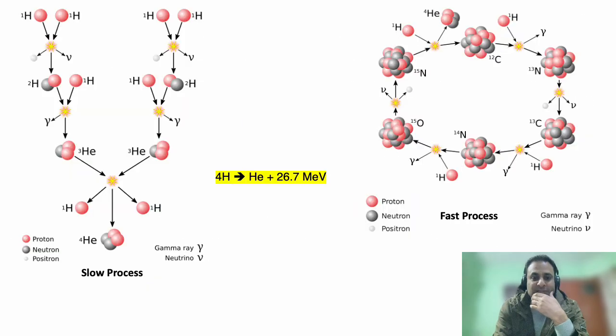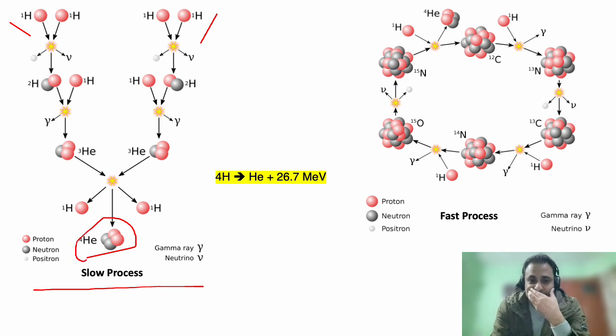I will show you in a bit of detail. Here, this is the pp chain. You have these two chains. In this chain, 2 protons fuse into each other, and the end result is the helium nuclei. Then we have the CNO cycle, which is the fast process.